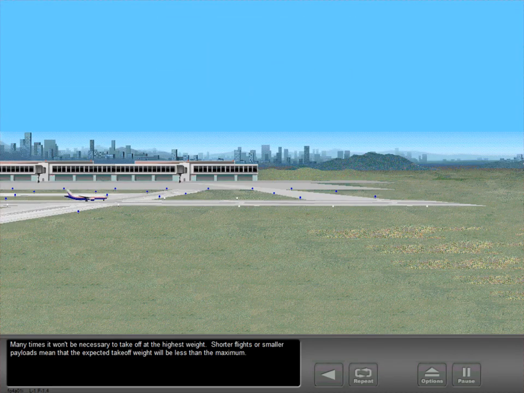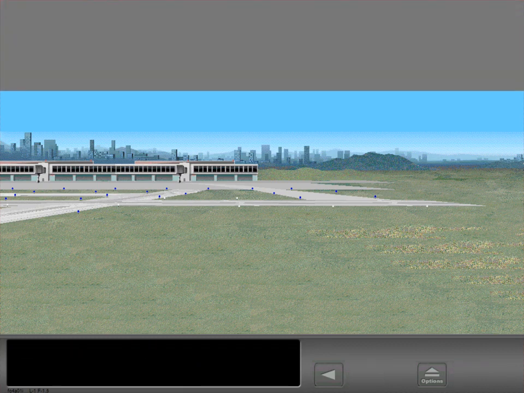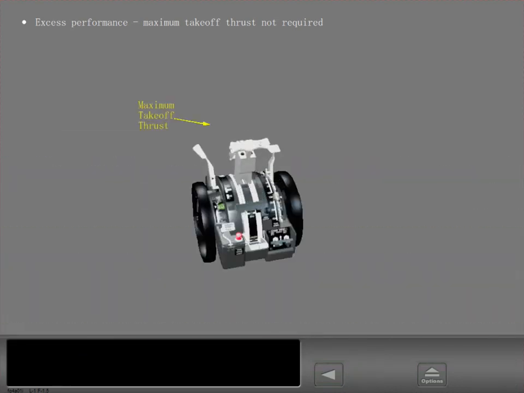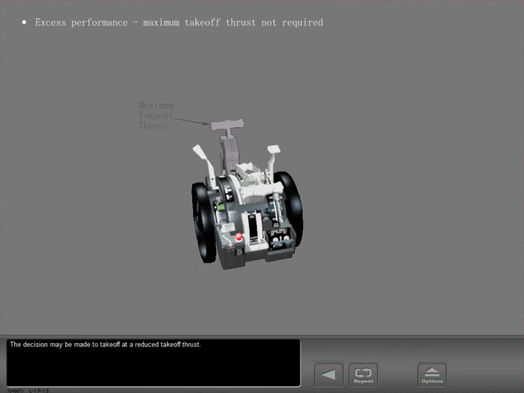Many times it won't be necessary to take off at the highest weight. Shorter flights or smaller payloads mean that the expected takeoff weight will be less than the maximum. When this occurs, there is no need to use the maximum available takeoff thrust. The decision may be made to take off at a reduced takeoff thrust.